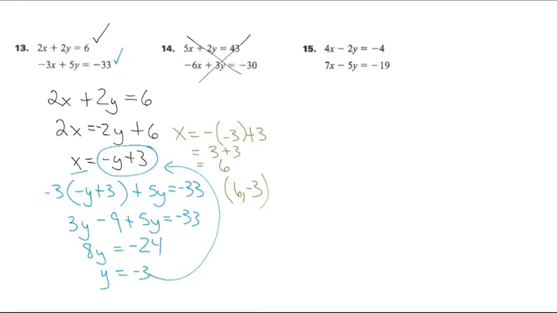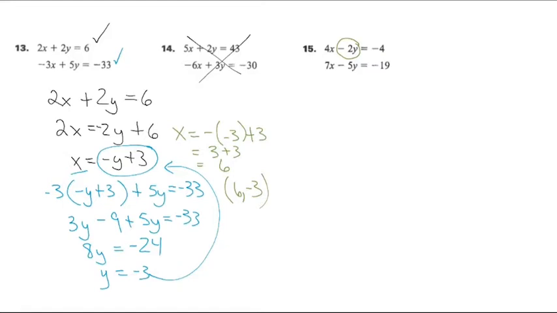Again, I need to pick the equation that's going to be the easiest one for me to solve for one of the variables without ending up with fractions. And that is the top equation, solving the top equation for y.